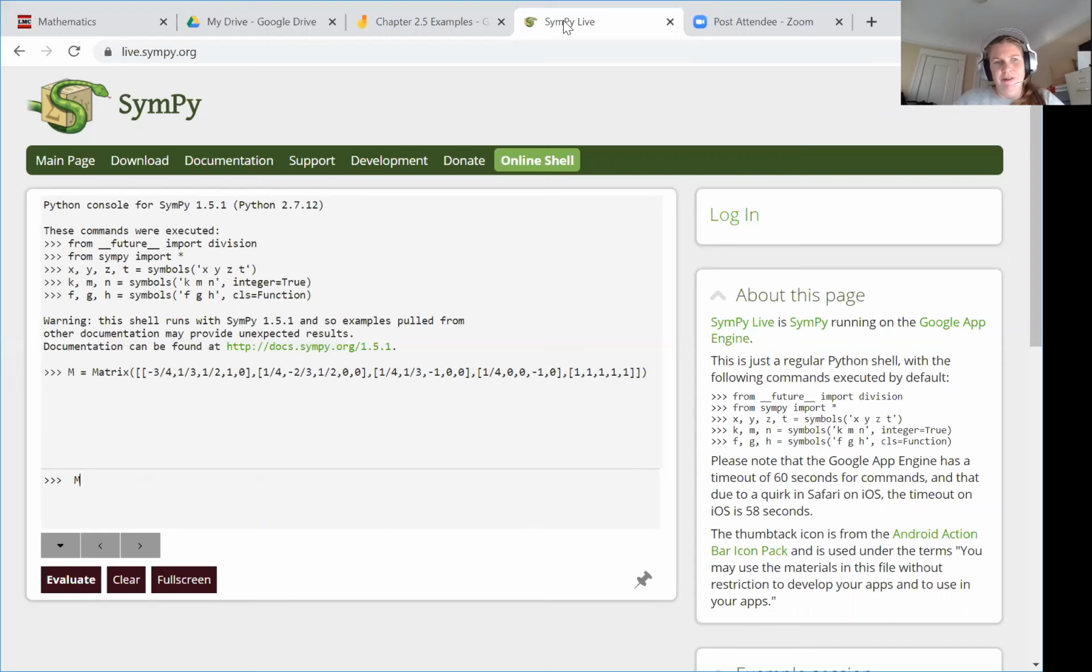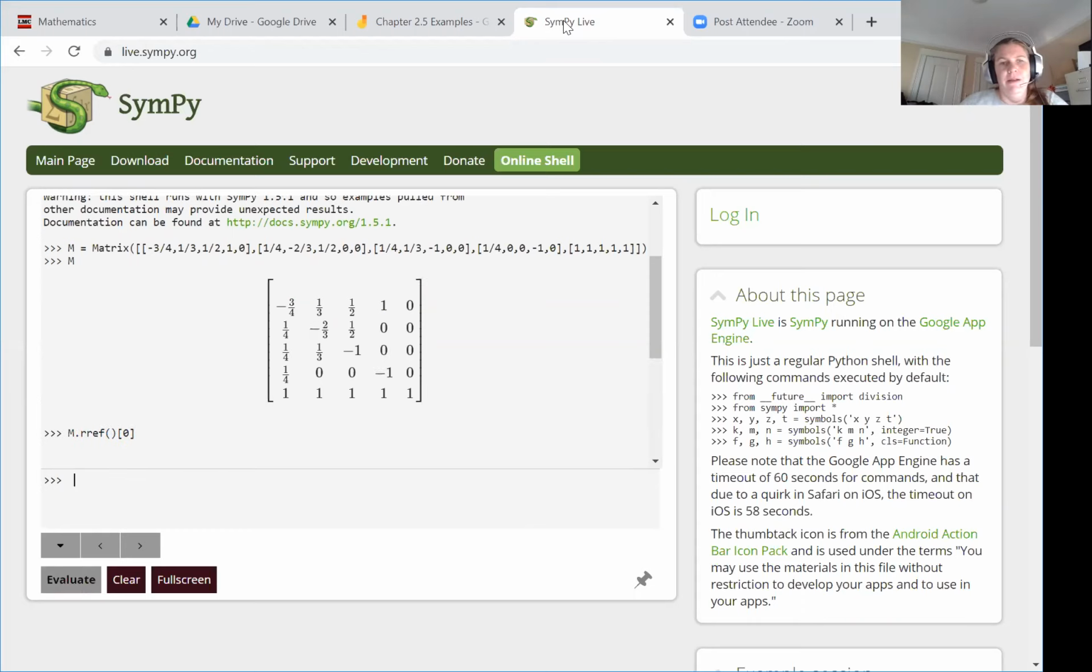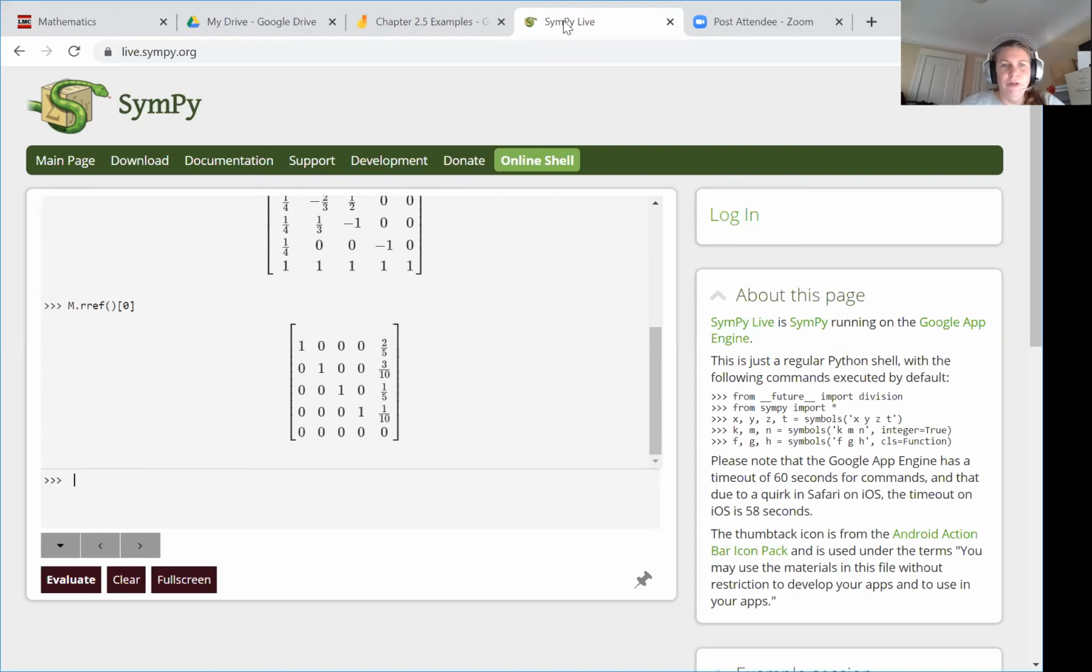All right, let's check my matrix M to make sure the coefficients match my equations. And then we want to solve this, so we'll do reduced row echelon form. So we do m dot REF parentheses, that brings the reduced row echelon form function. And then I only want the first return, I don't need to know the column pivots. So in brackets, I put a 0. And here's our solution. So this tells us x1 is 2/5 or 0.4, x2 is 3/10 or 0.3, and x3 is 1/5 or 0.2, and x4 is 1/10.